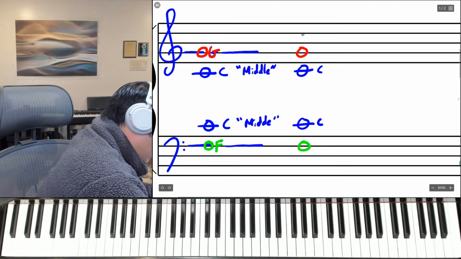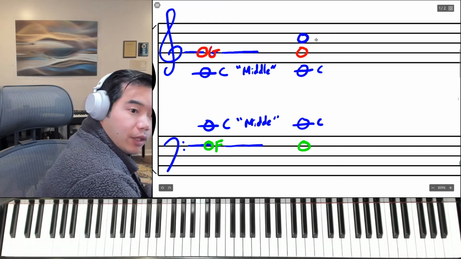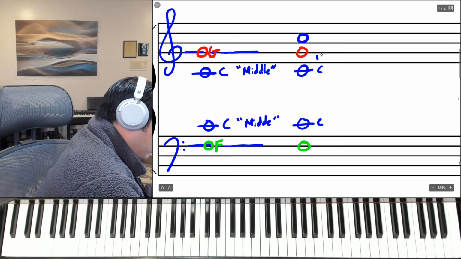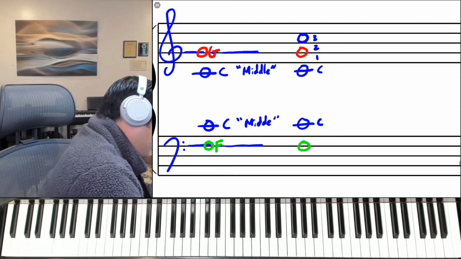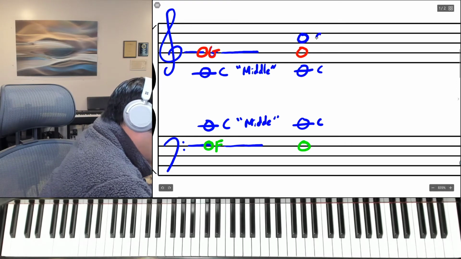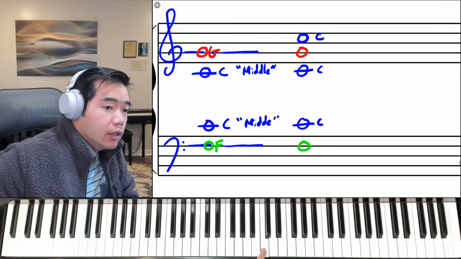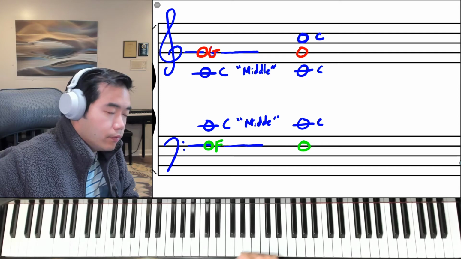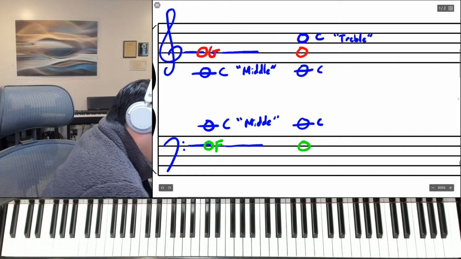If we go up to the third space up on the treble clef, so if we're counting the spaces, this is space number 1, space number 2, space number 3. The third space of the treble clef is also the note C. It's the C above middle C. Good. That C is known as treble C. Treble C.